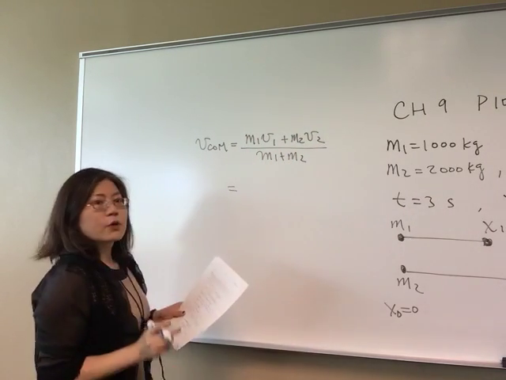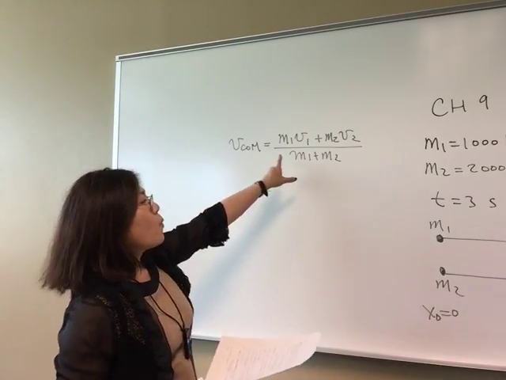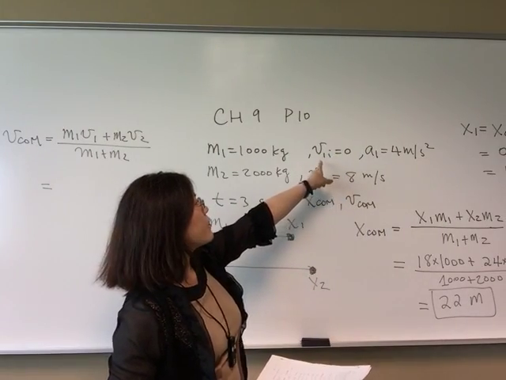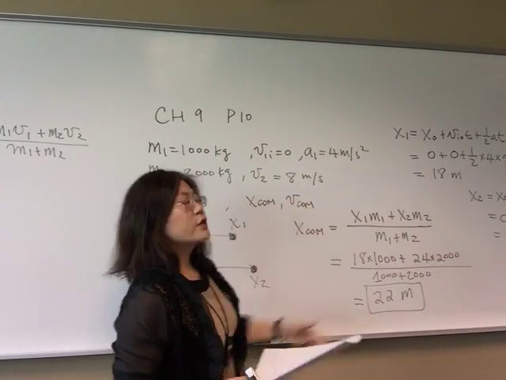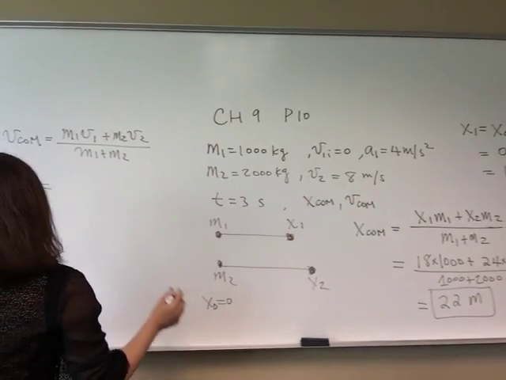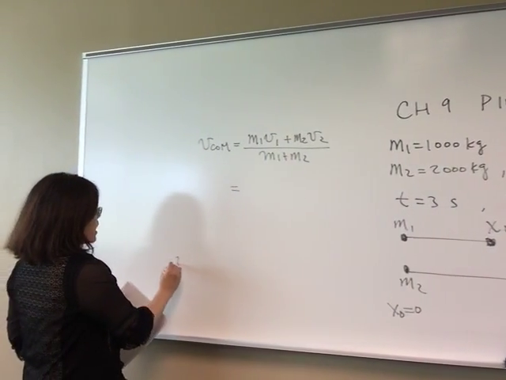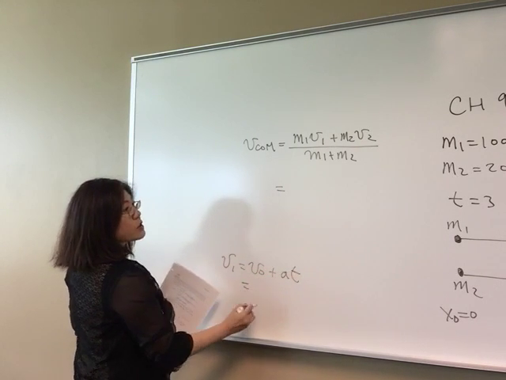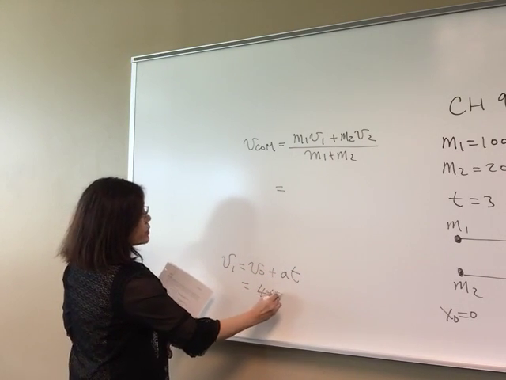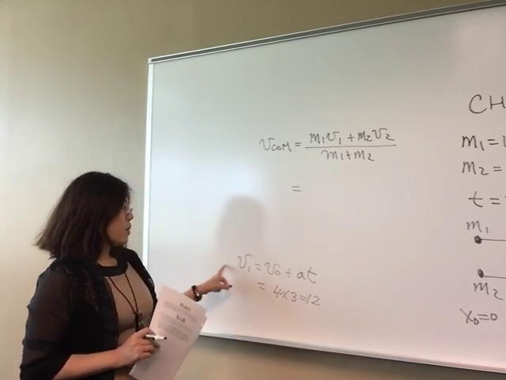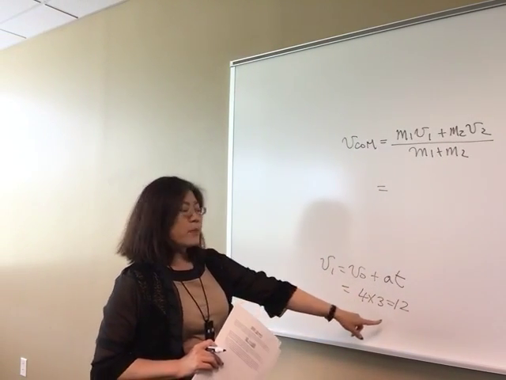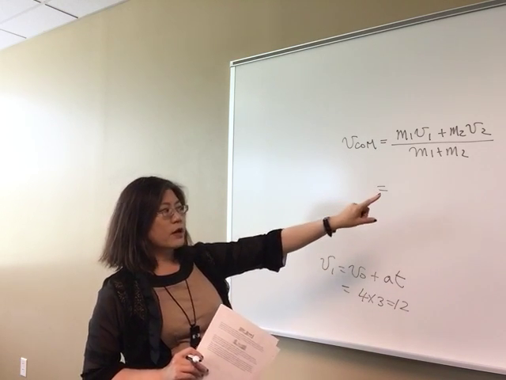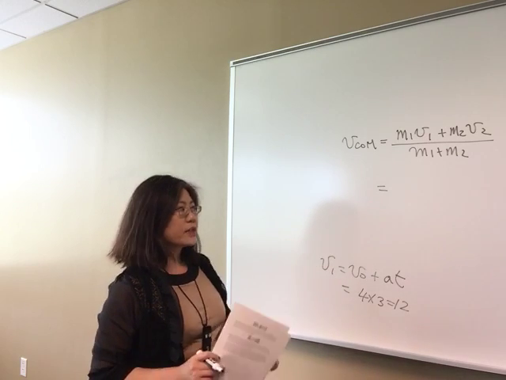Okay, so the question is, what is V1? Because V1 initially has zero velocity, but then it has acceleration. So your V1, according to the equations of motion, is equal to initial velocity plus the acceleration times time. The acceleration is 4 and your time is 3, so it would have reached a velocity with a magnitude of 12 meters per second for the first car. The second car is moving at a constant speed, so the velocity does not change.